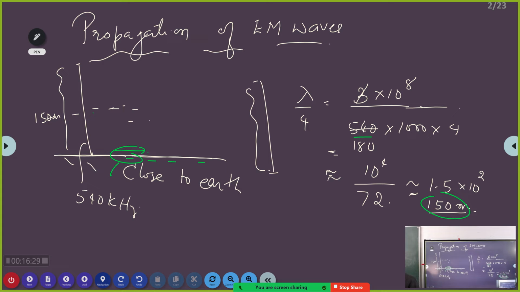The degree of ionization varies with the height. The density of the atmosphere decreases with height. At greater heights, the solar radiation is intense, but there are few molecules to be ionized.